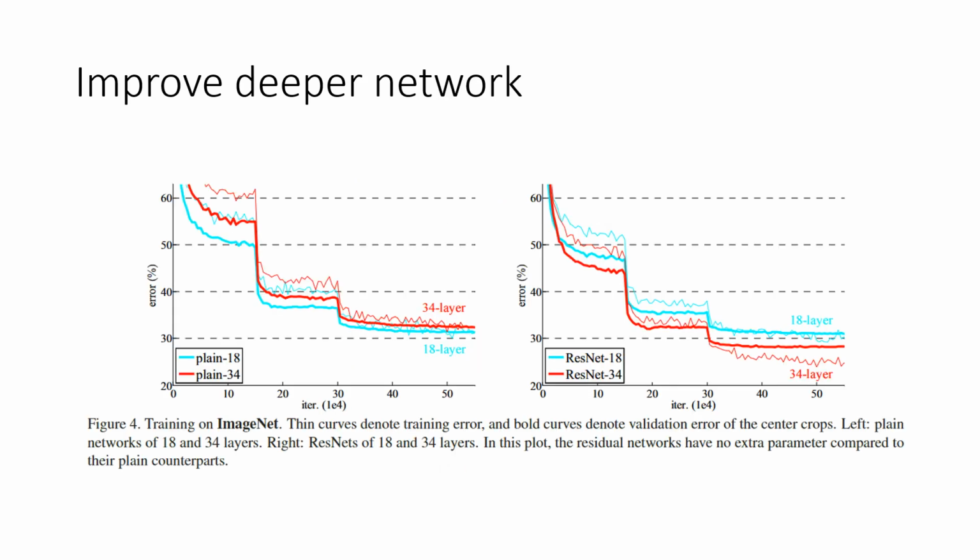So the residual network improves deeper networks when the network goes deeper. Before the residual network, the deeper the network, the worse it performed. But after the residual network, more layers means more success.